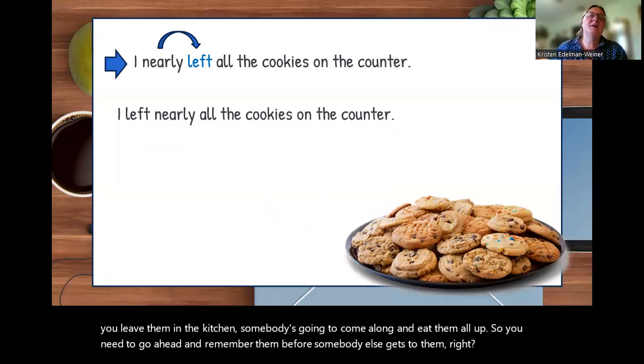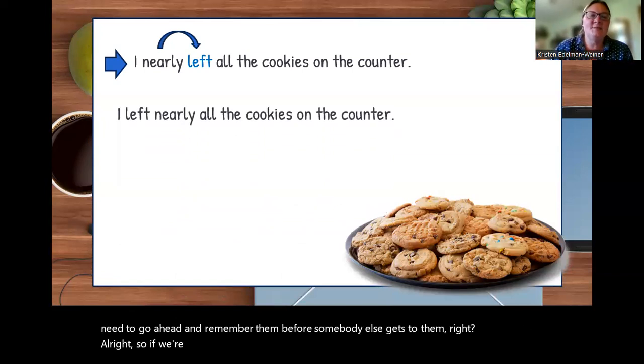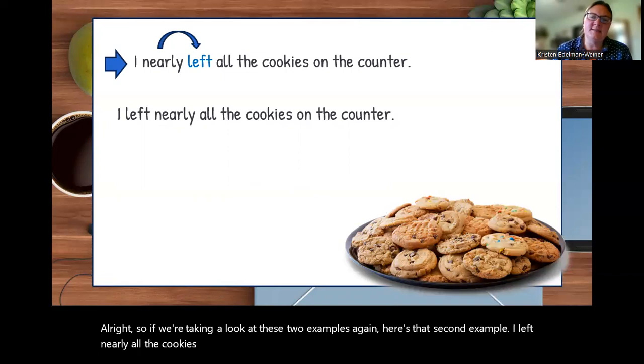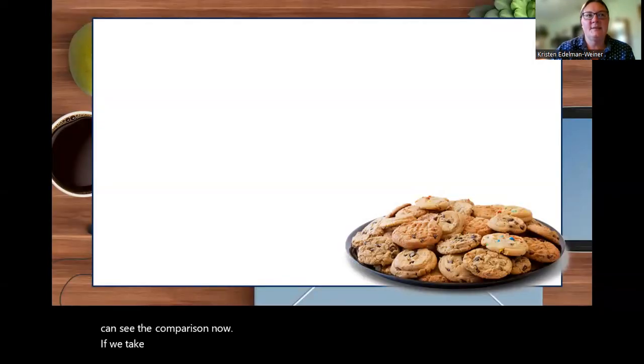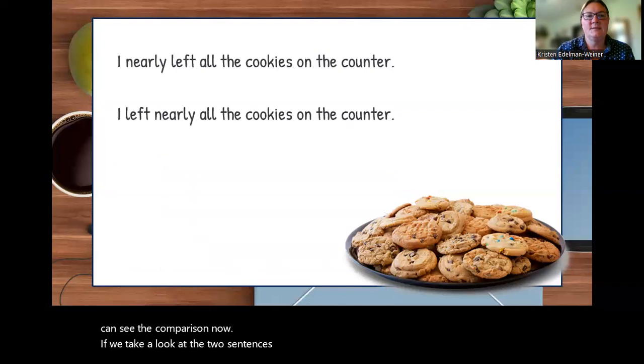All right. So if we're taking a look at these two examples, again, here's that second example. I left nearly all the cookies on the counter. It's a different sentence, so you can see the comparison. Now, if we take a look at the two sentences again.